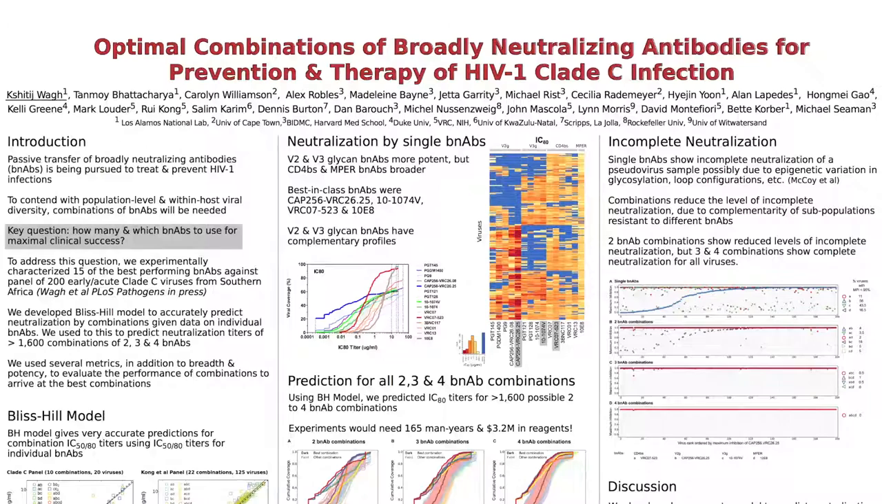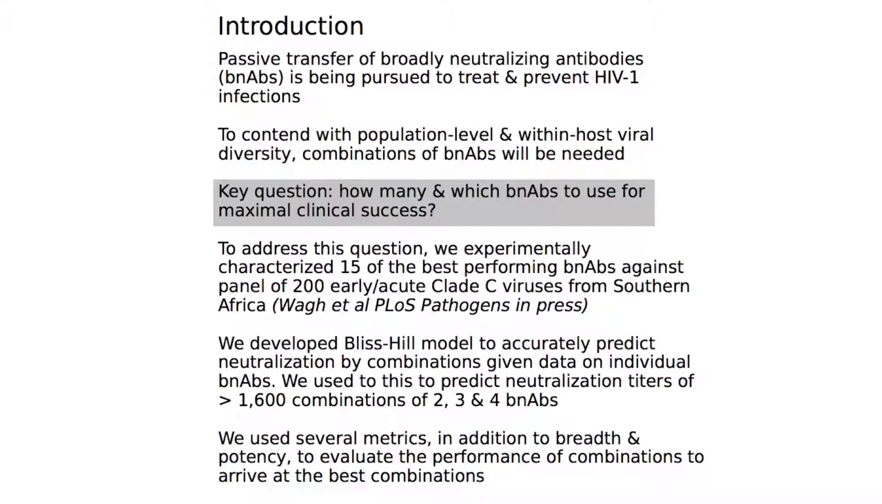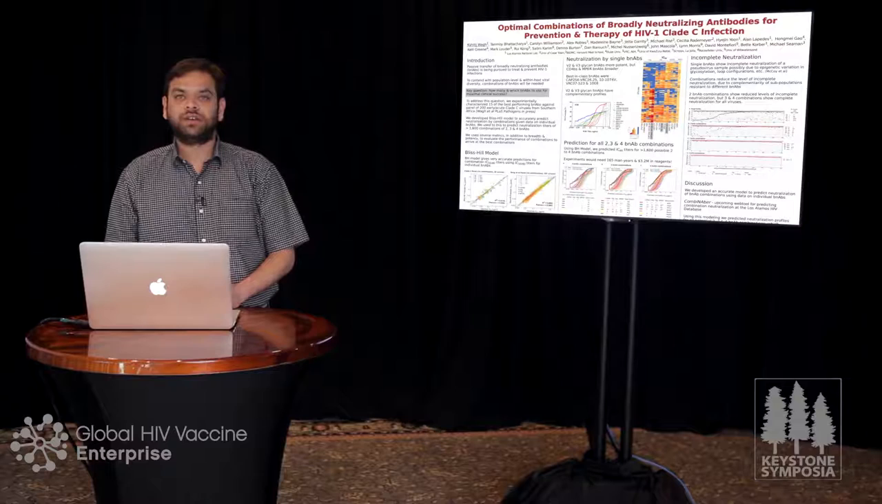Today I'd be talking about our work on predicting optimal combinations of broadly neutralizing antibodies for prevention and therapy of HIV-1 Clade C infection. Passive transfer of broadly neutralizing antibodies, BNABs, is being pursued to treat and prevent HIV-1 infections. Preclinical animal studies have shown great promise, and the first human clinical trials are underway.